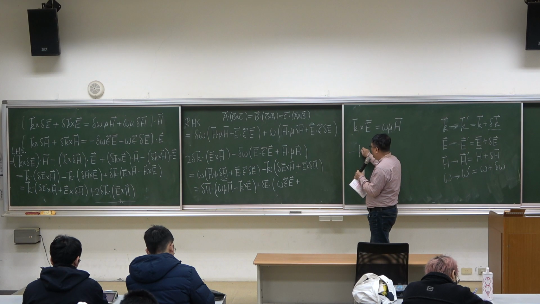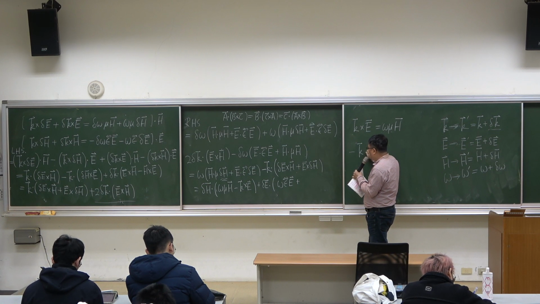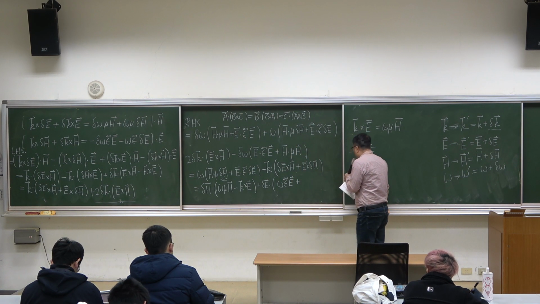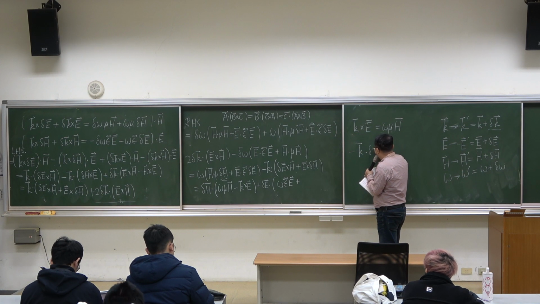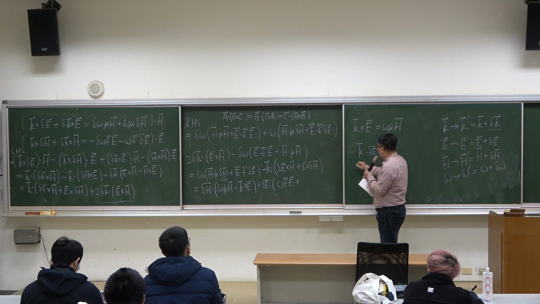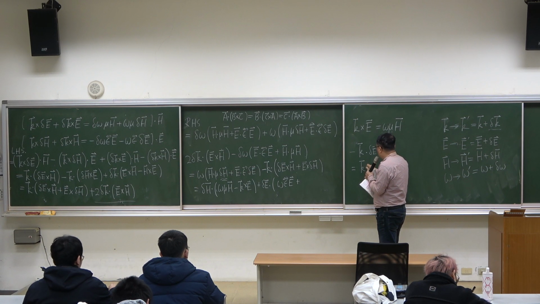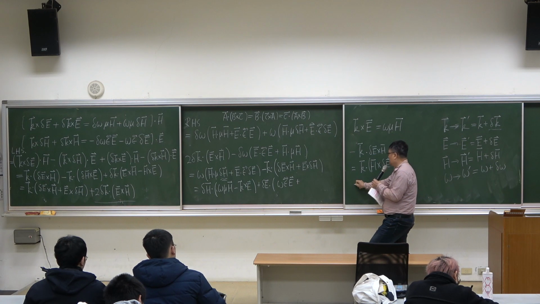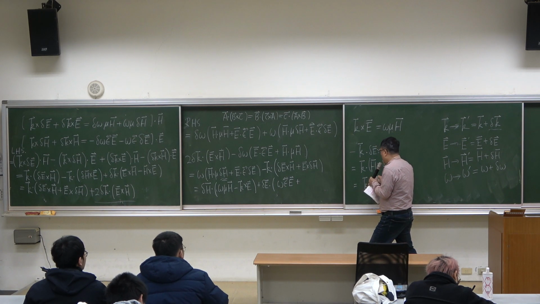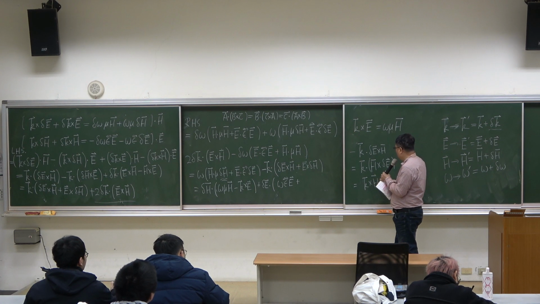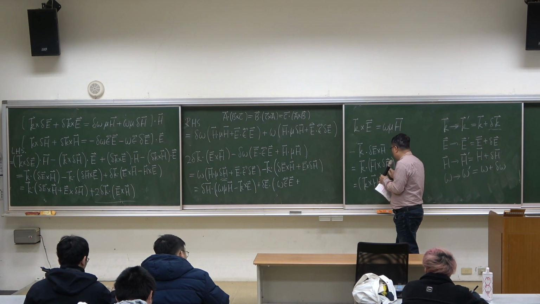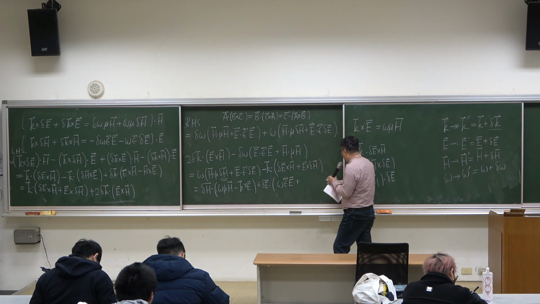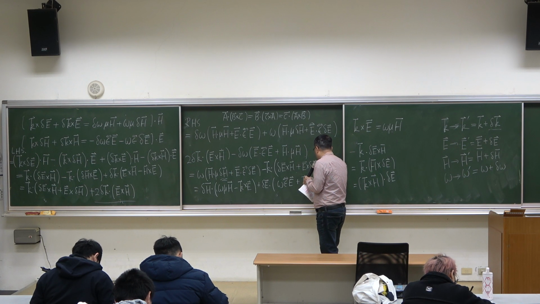Here minus k dot E, this term, you have already used it. Using this term, minus k dot delta E cross H is equal to k dot H cross delta E, and this is equal to k cross H dot delta E. Okay, so now we have delta E, and we have k cross H.